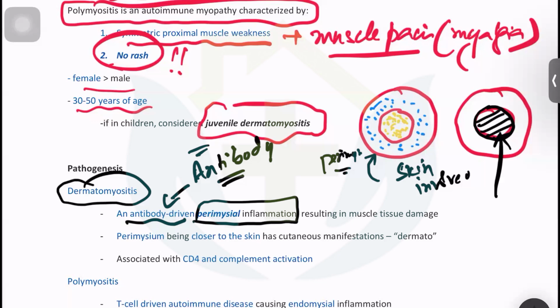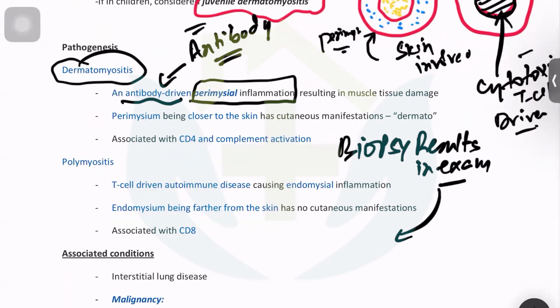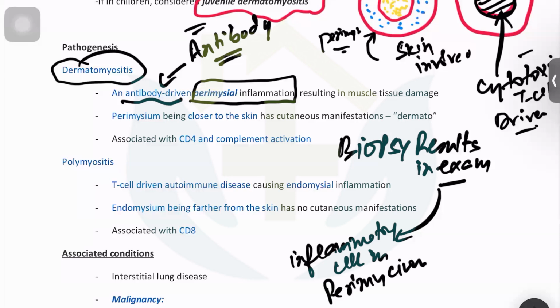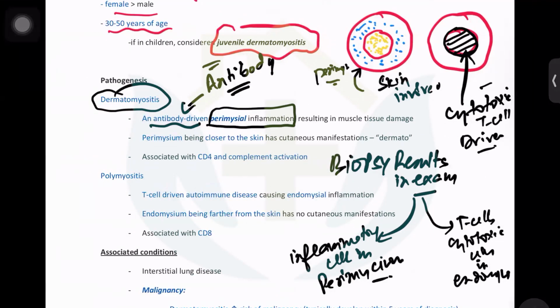And it is cytotoxic T cell driven. Why I am telling you this? You will get biopsy results in the exam. In the biopsy result, in dermatomyositis, it will be mentioned that you see inflammatory cells in the perimysium. Nothing else will be mentioned. Whereas in polymyositis, they will tell you that there are T cells or cytotoxic cells in the endomysium. So this will differentiate between polymyositis and dermatomyositis.